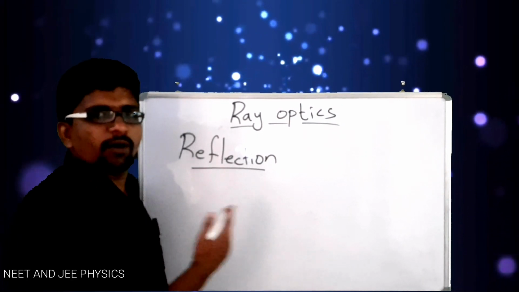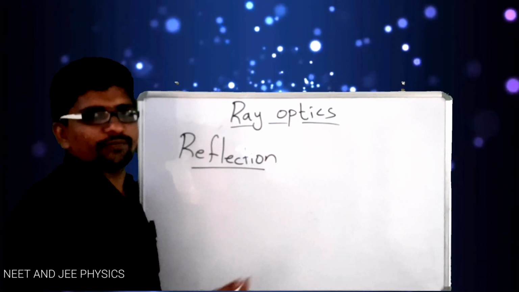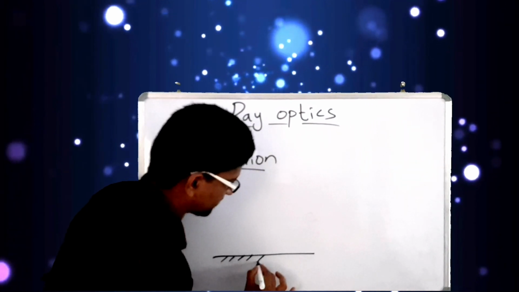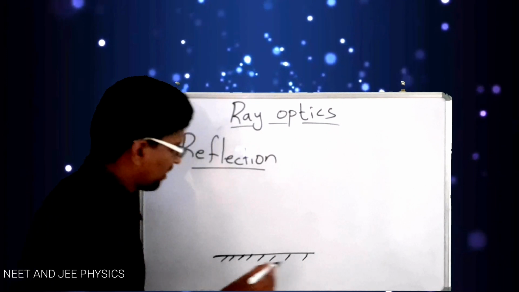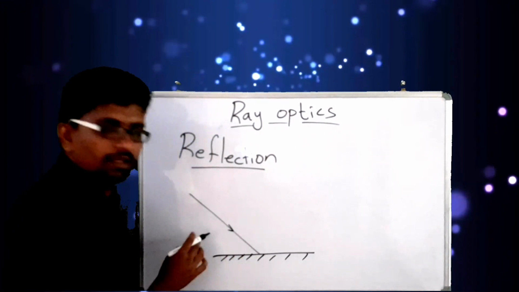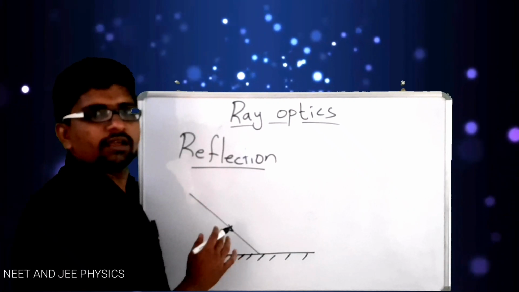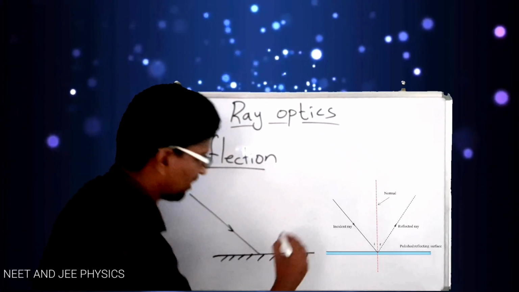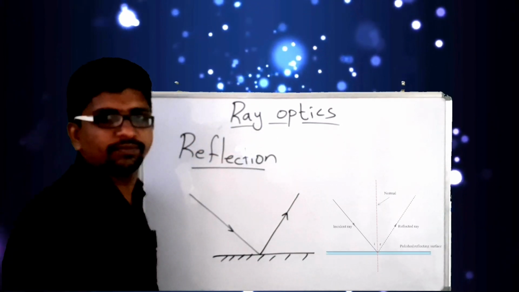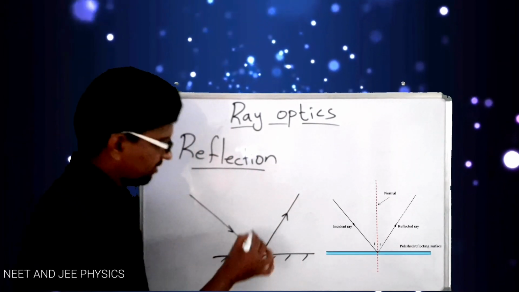Reflection is simply the bouncing back of a light ray from a smooth surface. Suppose this is a smooth surface, a mirror. When a light ray strikes it, this ray of light is called the incident ray. Definitely it reflects back into the same medium.